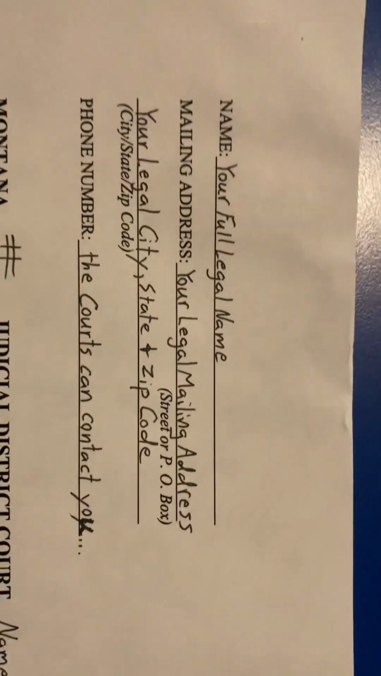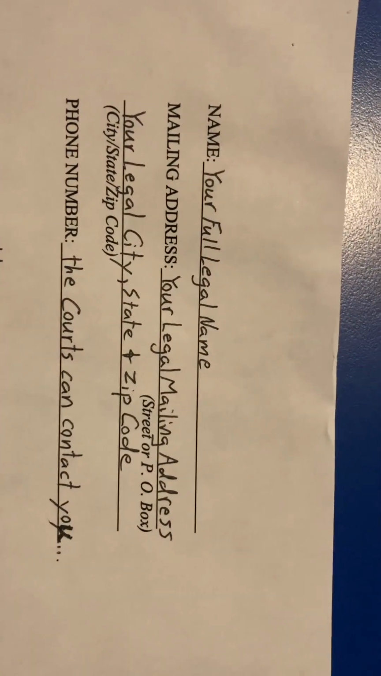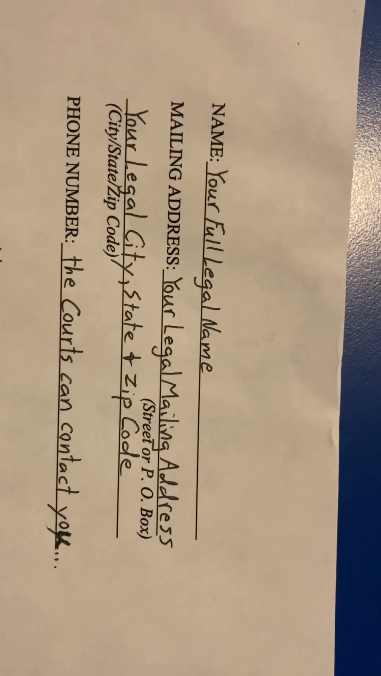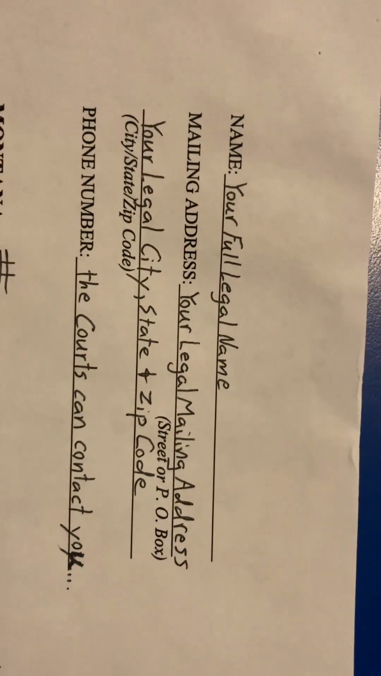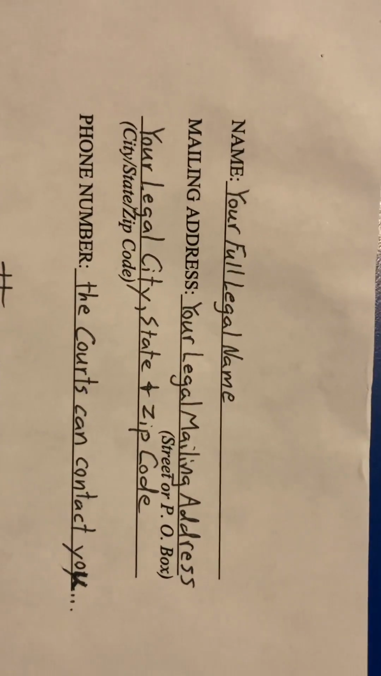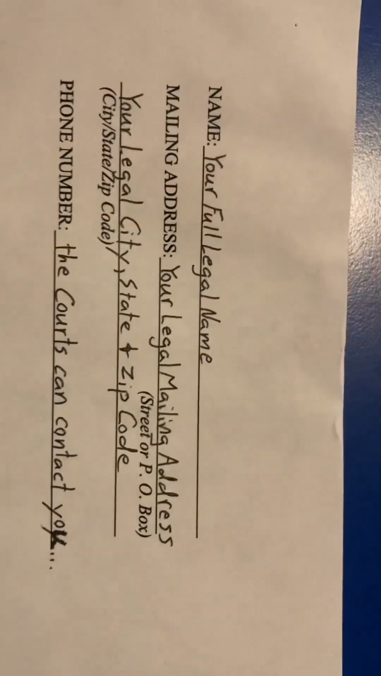We're going to go over to the already done one. So your full legal name, your legal mailing address, your legal city, state, zip, phone number. The court can contact you. I got my U a little sloppy there. Okay, this is a Montana one.